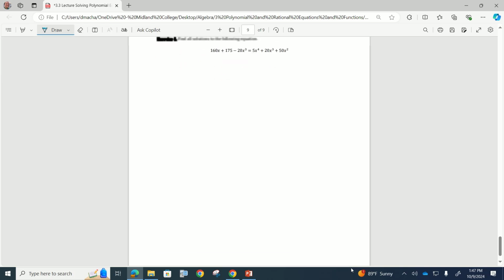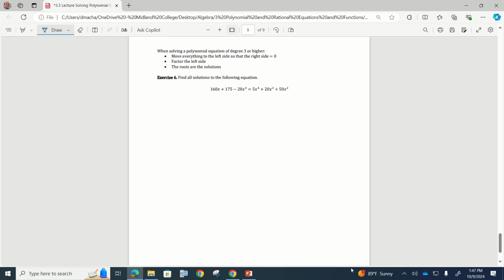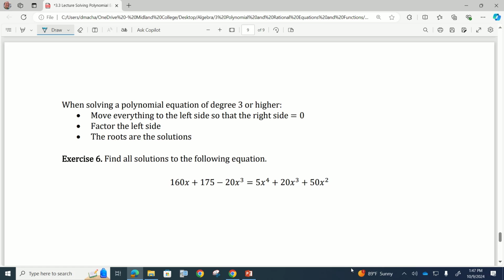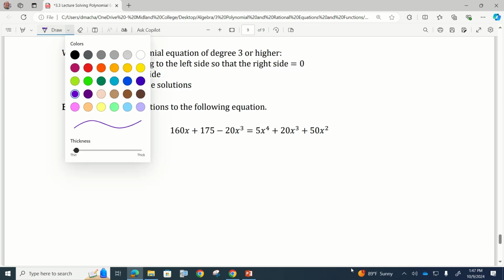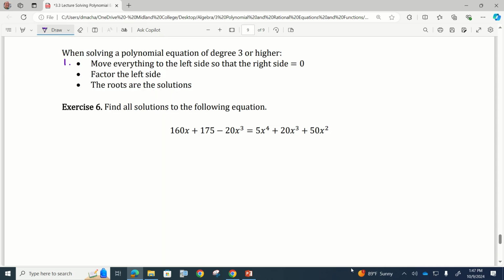I've got one more example for you today. This example says, find all solutions to this equation. And I've got another little 3-step procedure up here for you. Step number 1, let's move everything to the left side.